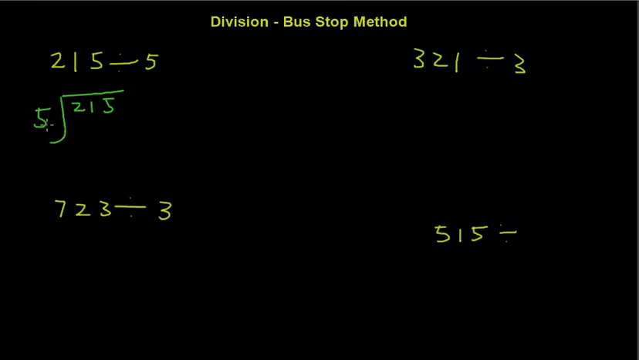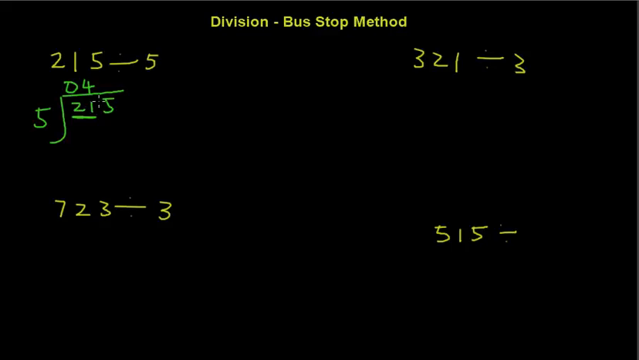So the first thing we do is we ask ourselves how many times does 5 go into the first digit, so 2. The answer is 0 since 2 is smaller than 5. So if this is the case, then we go ahead and look at the next digit as well. So we ask ourselves how many times does 5 go into 21? And the answer is 4, since 5 times 4 gives us 20. And so to get to 21, we need a remainder of 1 here.